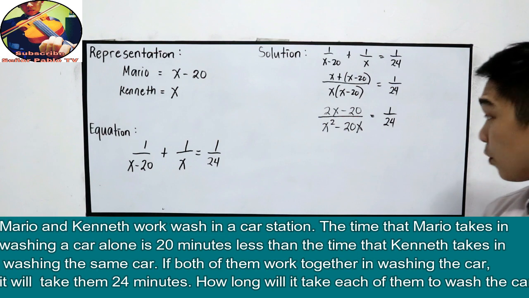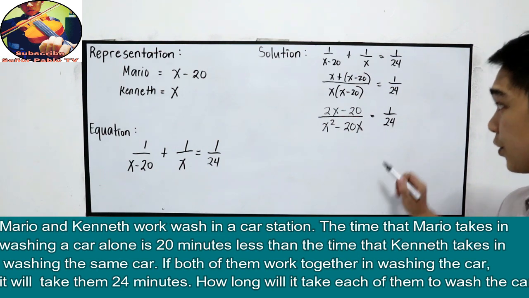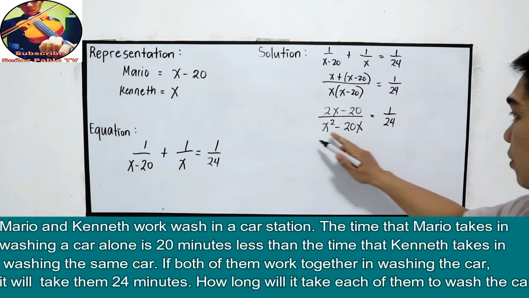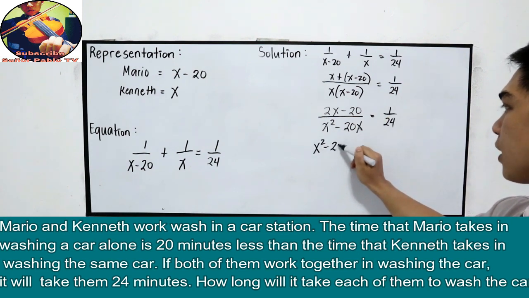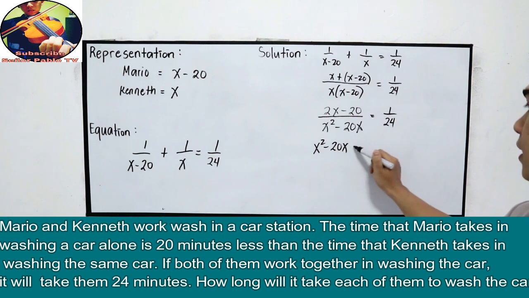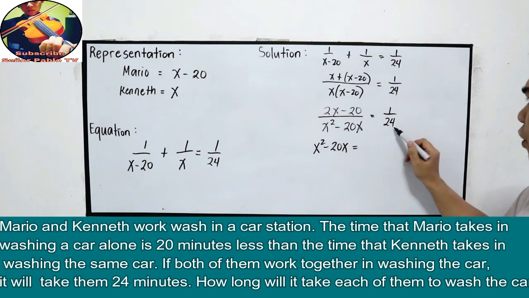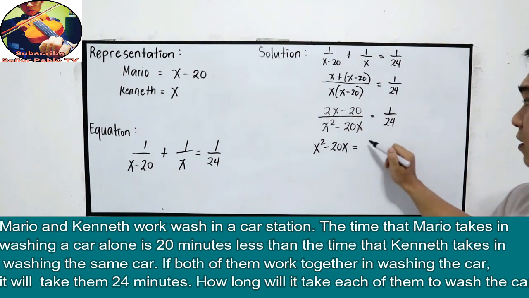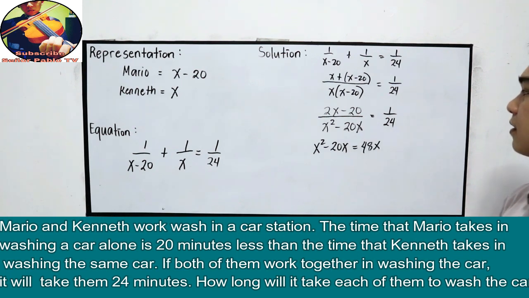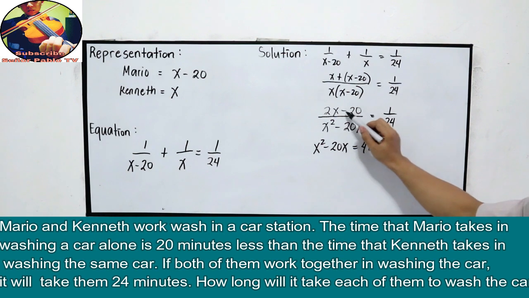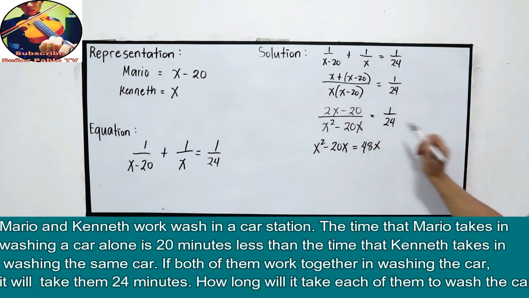Cross multiply para mawala na yung ating denominator. So, X squared minus 20X times 1, siya pa din, is equal to 24 times 2X. That is 48X. And negative 20 times positive 24, negative, ilan yan? 480.